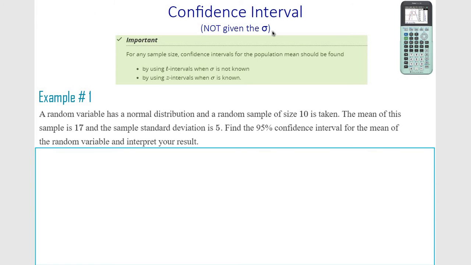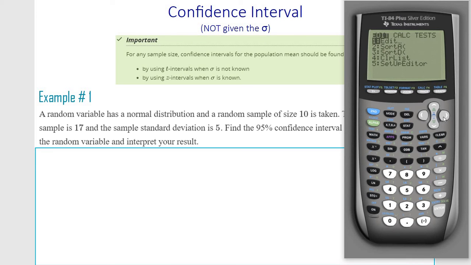Here's our confidence interval not given the standard deviation. Oh, that's what T intervals are for. So T is when I don't know. Okay. All right. And Z represents knowing the population, so knowing that standard deviation. Okay. So now we do example 1. Plug this in. Your confidence interval for T is right below Z. So 7 and 8 are your intervals that you want to calculate.